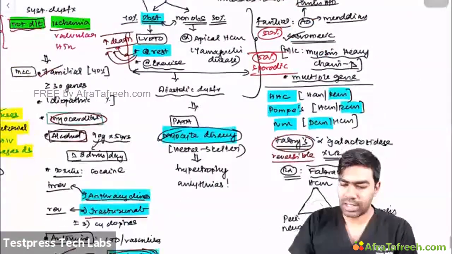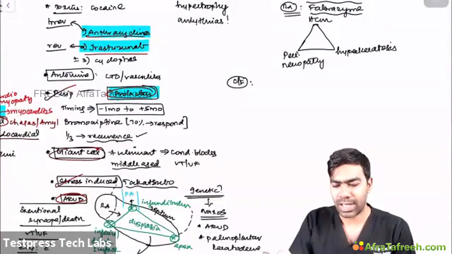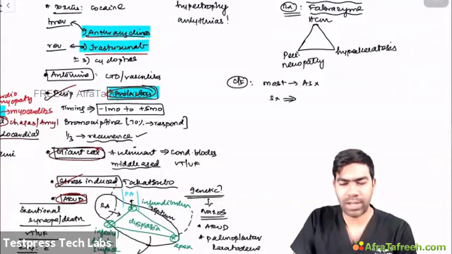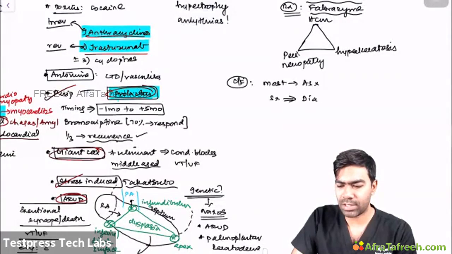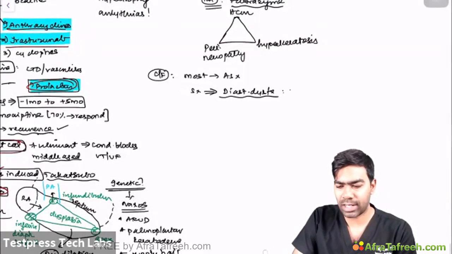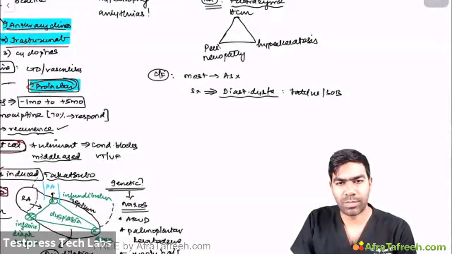So let us see the clinical features of hypertrophic cardiomyopathy. As far as the clinical features are concerned, most of the patients will be asymptomatic. They won't be having any symptoms at all. Few patients who are having symptoms, most of them will be having symptoms due to diastolic dysfunction. Symptoms of diastolic dysfunction, like symptoms of heart failure, they can have fatigue, they can have breathlessness, especially exertional dyspnea. So this is going to be the usual symptoms.